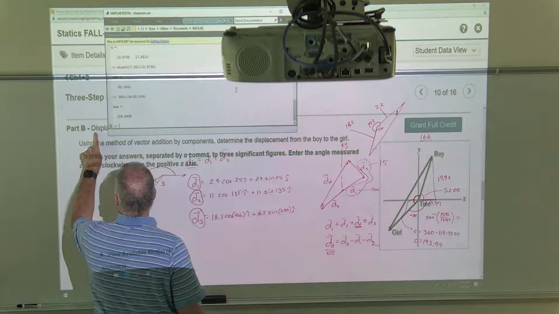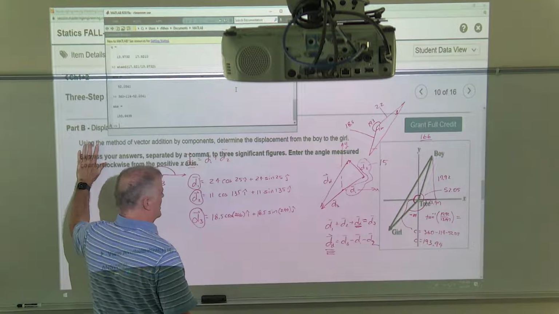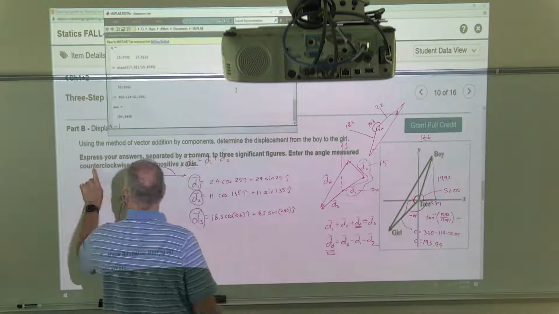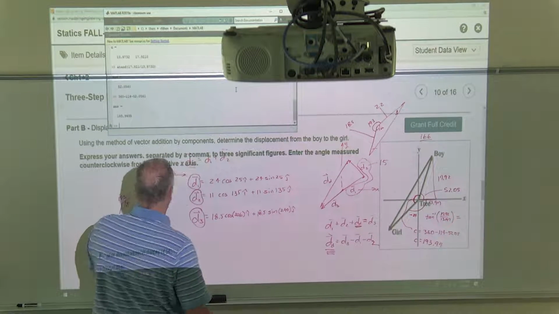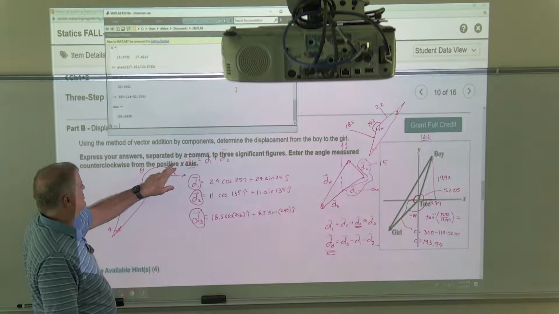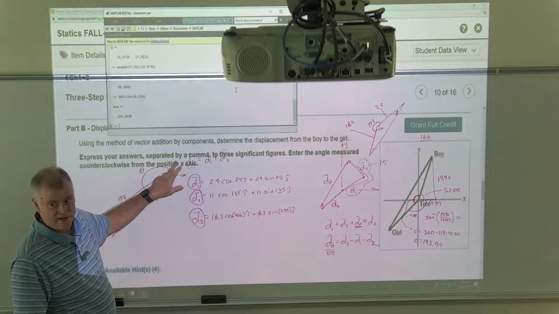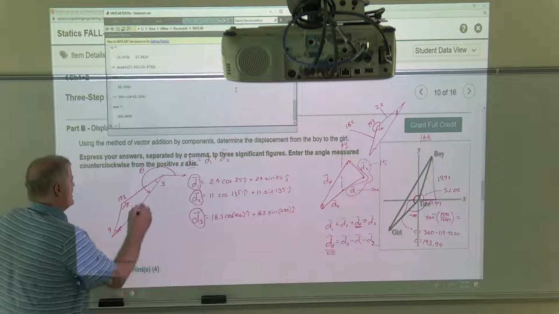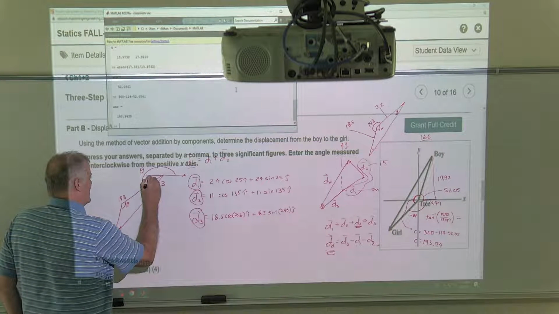Okay, wait a minute. If this is part B, right? Yeah. Enter the angle measured counterclockwise from the positive x-axis. Isn't that interesting? This time he used the positive x-axis. The other time he said east direction. So it's the same thing. So then the other question is, what's that angle?